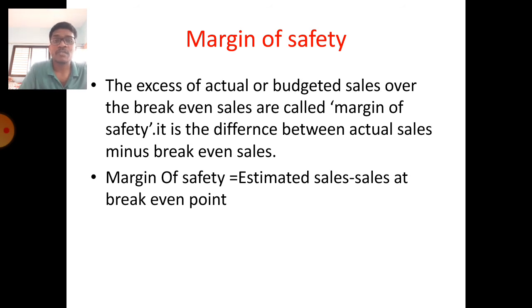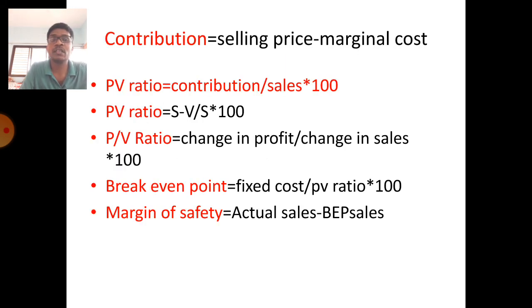The last point is how to calculate all of these using formulas. Number first, how to calculate contribution: contribution is equal to selling price minus marginal cost. Then number second, PV ratio. How to calculate PV ratio? The contribution divided by sales, into 100.